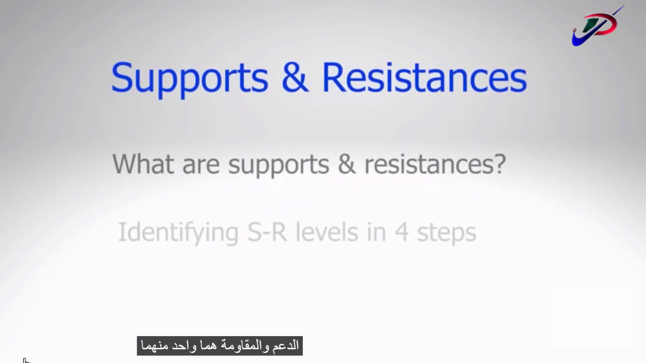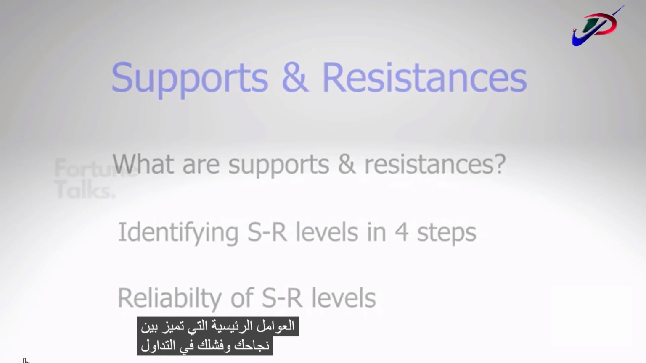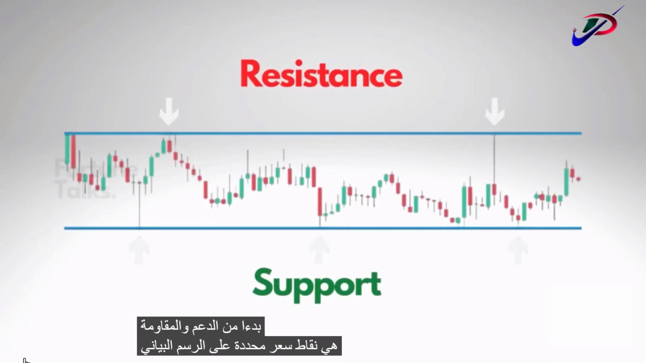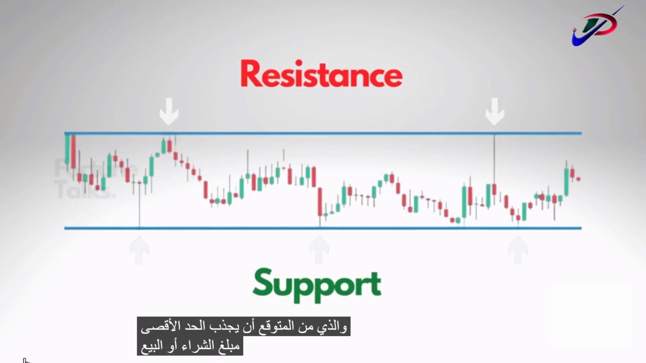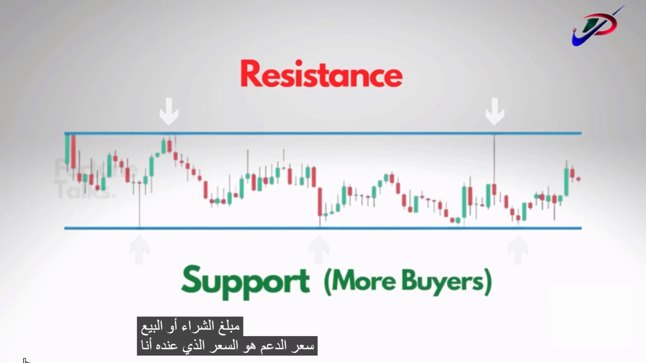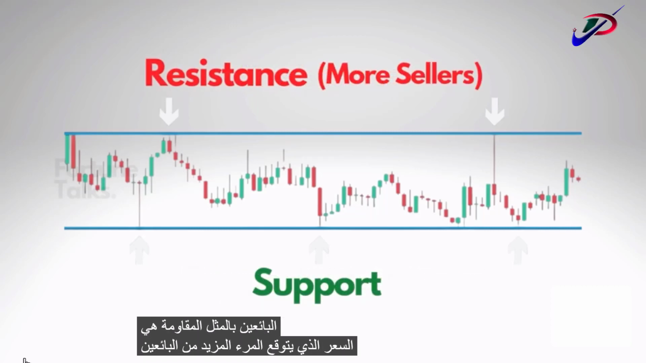The support and resistance are one of the key factors that distinguish between your success and failure in trading. Starting off, the support and resistance are specific price points on a chart, which is expected to attract maximum amount of either buying or selling. The support price is a price at which one expects more number of buyers than sellers. Likewise, the resistance is a price at which one expects more sellers than buyers.